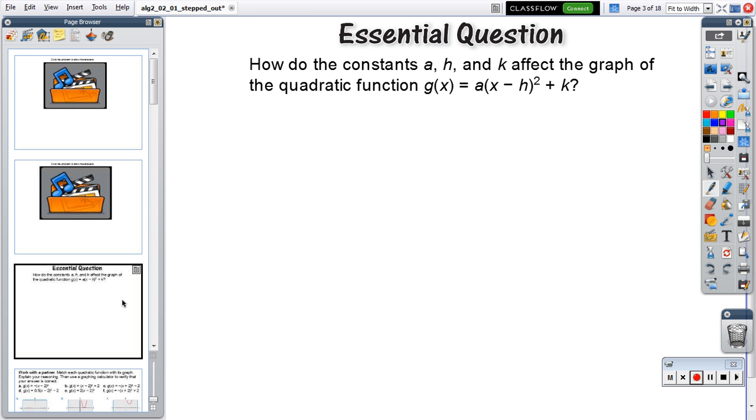Okay, so we know that the h is translation left to right. We know the k is moving up and down, so now we're going to touch on this a that's in front of the whole value x minus h squared. Now the parent function, meaning the basic form of a quadratic, is just f of x equals x squared. Go ahead and write that somewhere for this information here. I can't write on this slide, otherwise I would. So the parent function is just f of x equals x squared.